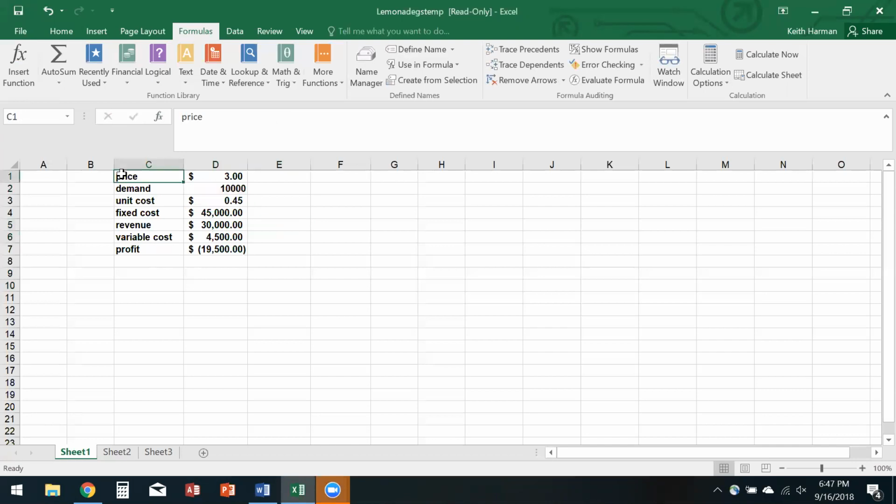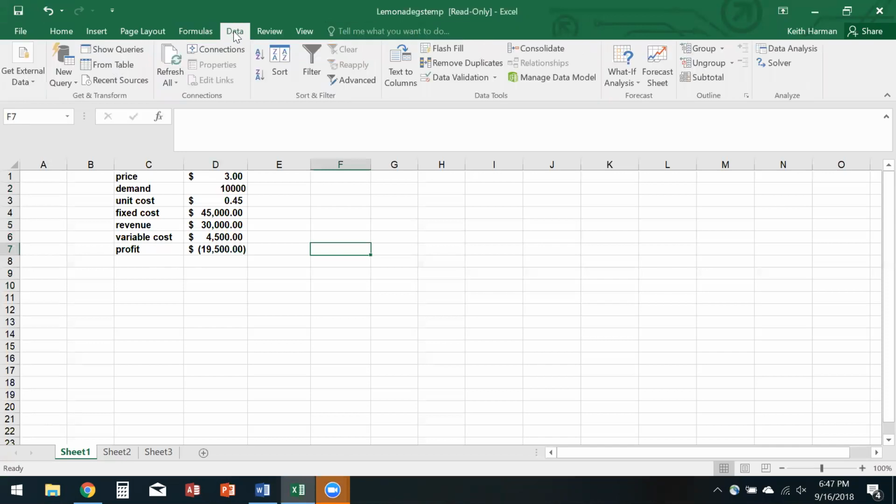Remember, this is the enterprise. This is the demand. Now they want to know how many units do we need to sell to get break even. So I'm going to click on data, and I'm going to come all the way over here to the what if analysis, in the forecast group. I'm going to click on that, and I'm going to click Goal Seek.